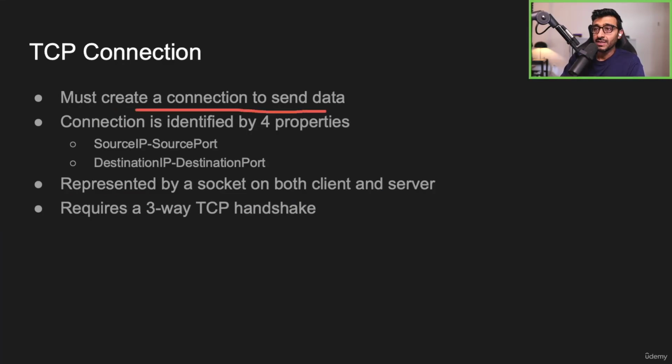We must create a connection before we send any data. And that is very interesting to understand because there is a cost to that. You'll see me always repeat the importance of understanding cost, right? To understanding how much it costs to do something. Always understand that. So a connection is identified by 4 properties.